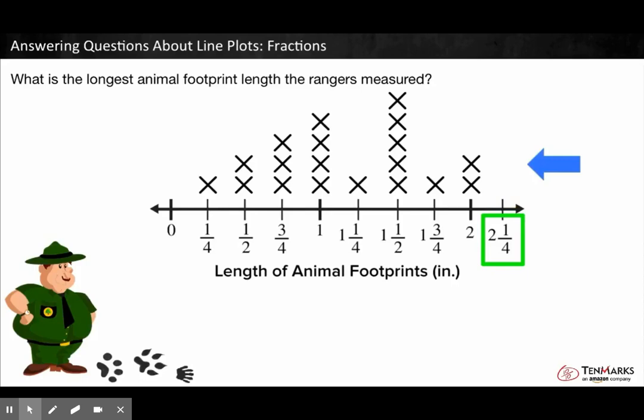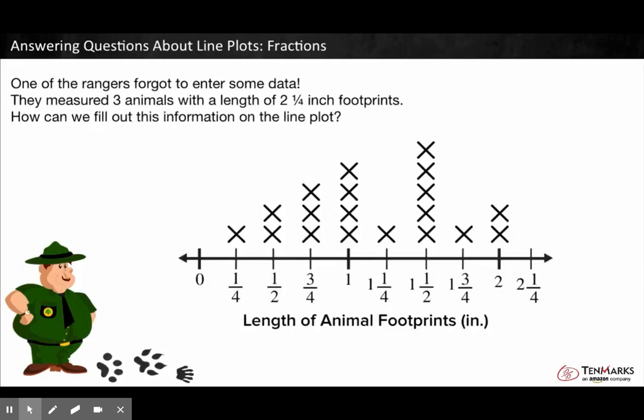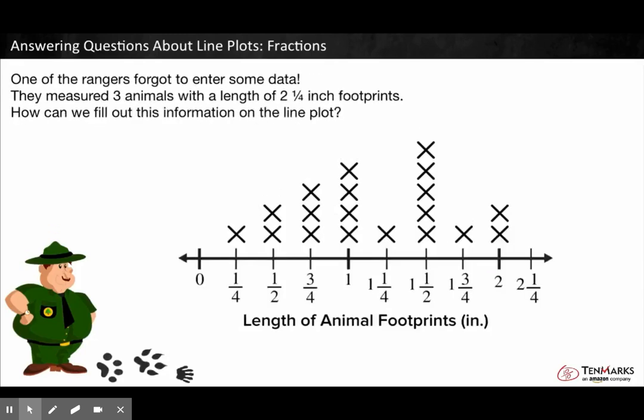The longest animal footprint length the rangers measured was 2 inches long. One of the rangers forgot to enter some data. They measured 3 animals with a length of 2 1/4 inch footprints. How can we fill out this information on the line plot?